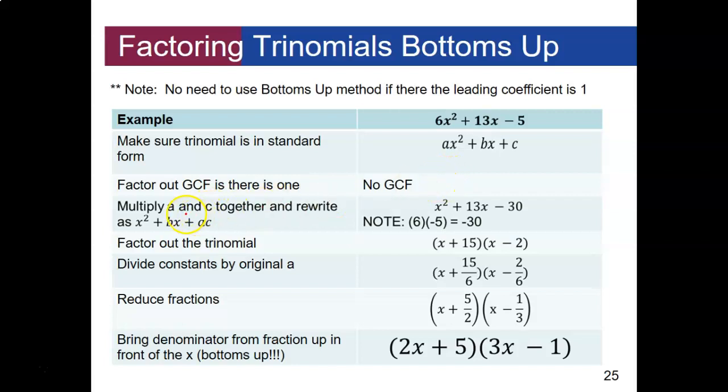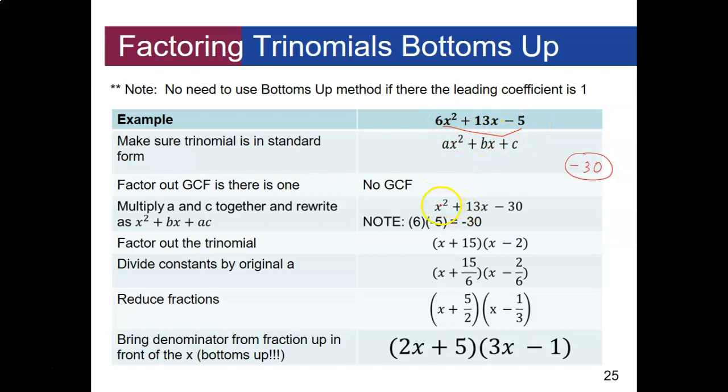Okay, so this says we're going to multiply a and c together and rewrite it in the form x squared plus bx plus ac. So basically we're going to multiply the first term and the last term together. When I multiply 6 times negative 5, I'm going to get negative 30. So I'm going to rewrite this. I'm going to leave off this coefficient here, and replace the last term with this value. So I'm going to have x squared plus 13x, this one stays the same, and then replace this with the negative 30, which is multiplying these two together.